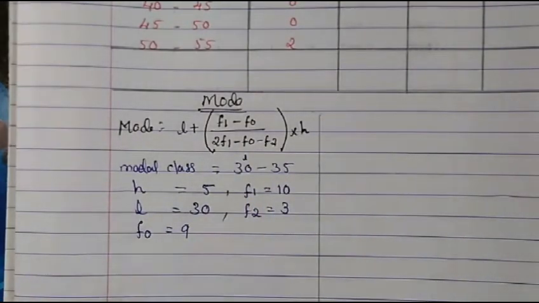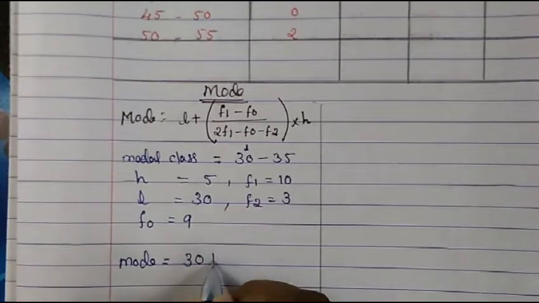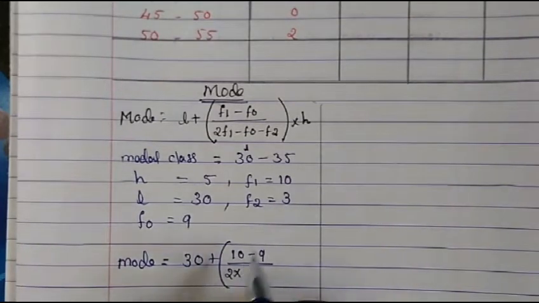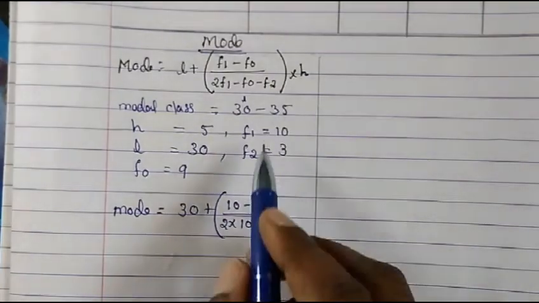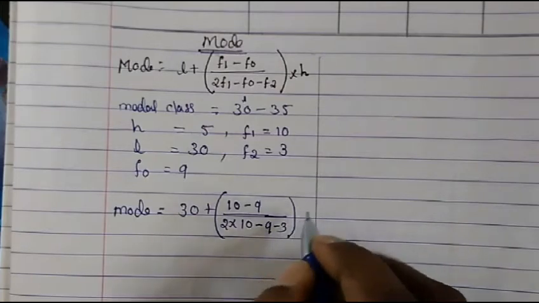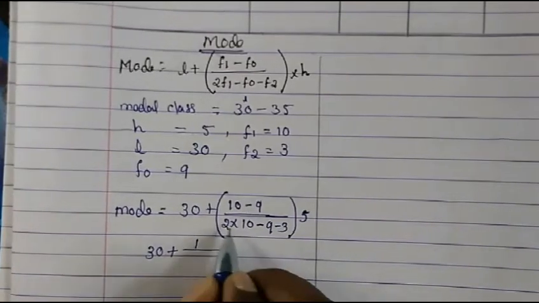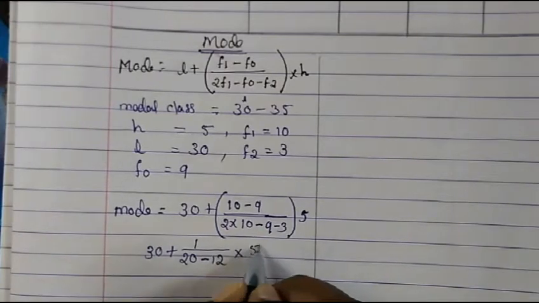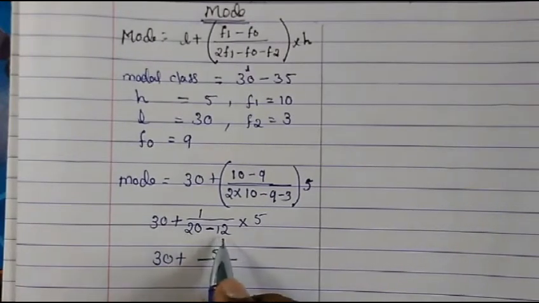Now put it in the formula. The mode is L, which is 30, plus F1 is 10 minus F0 is 9, divided by 2 into F1 is 10, minus F0 is 9, minus F2 is 3, into H value 5. So 30 plus 10 minus 9 is 1, and 2 into 10 is 20, minus 9 minus 3, which is minus 12, into 5. That gives 30 plus 1 into 5, which is 5, divided by 20 minus 12, which is 8.